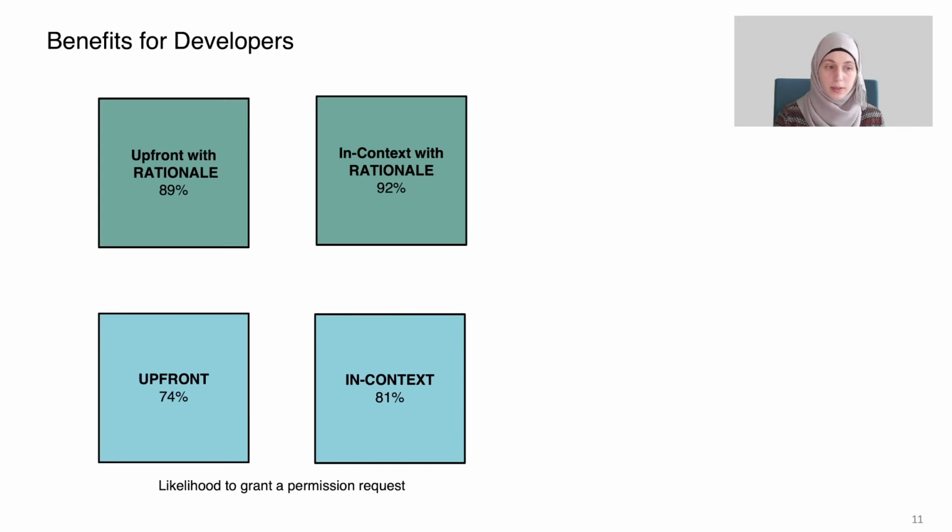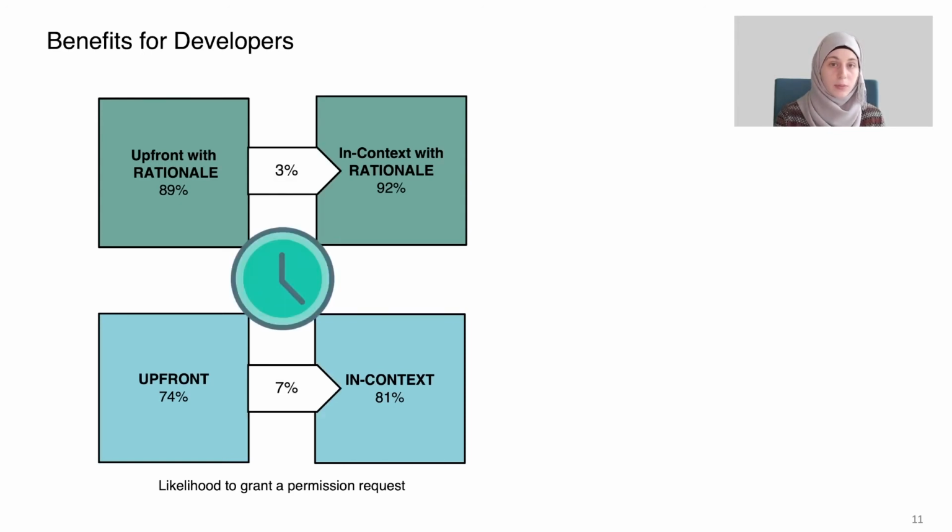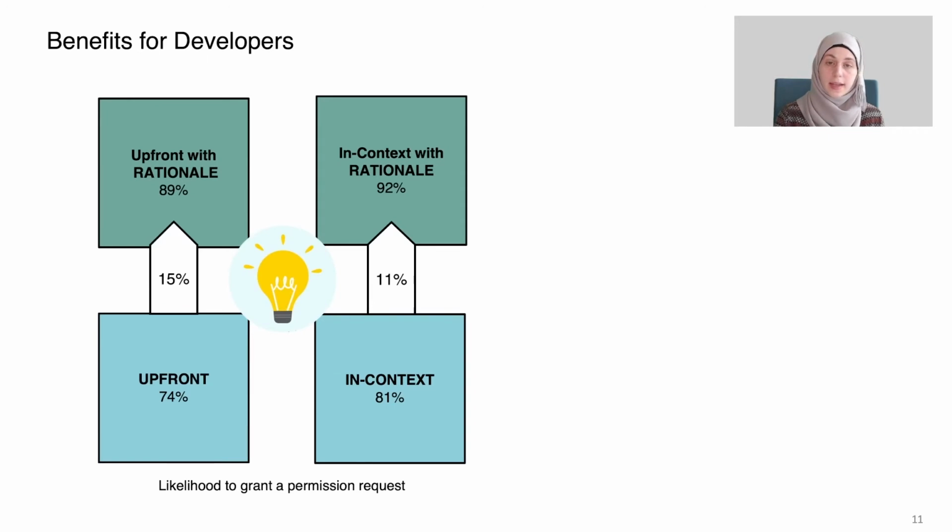Starting with the developer, we found that requesting permissions in context and adding rationales benefit developers, as both increase grant rates. When permissions were requested in context compared to upfront, we found that the likelihood for permission to be granted increased between 3 to 7%. And when adding rationales, this likelihood increased between 11 to 15%.